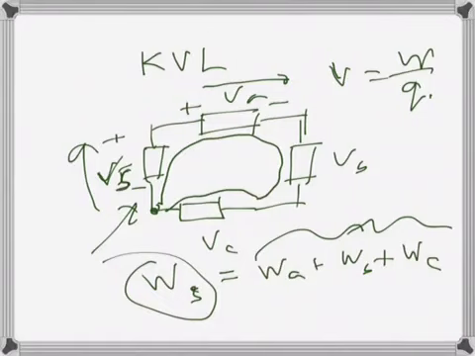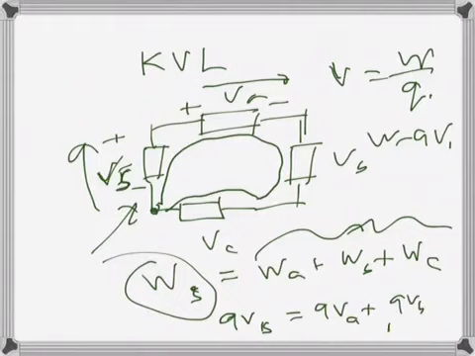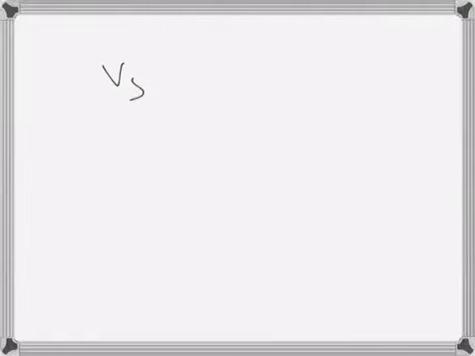So basically the algebraic relation was like this: V is equal to W over Q. So W can be written as Q times V. The charge will be the same here in a circuit. So for continuity, Q Vs is equal to Q Va plus Q Vb plus Q Vc. So we can get rid of the Q's and it becomes Vs is equal to Va plus Vb plus Vc.